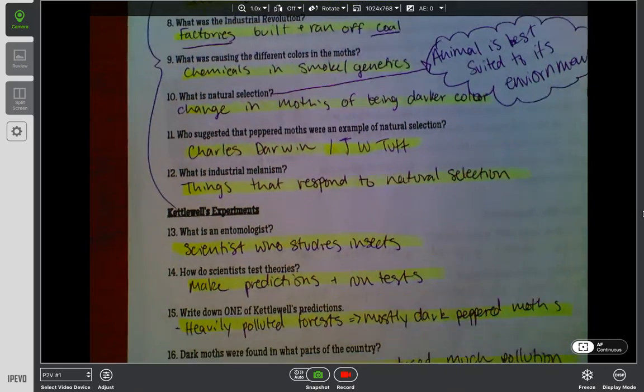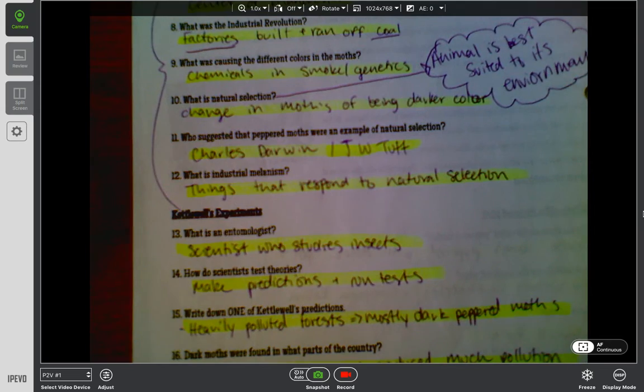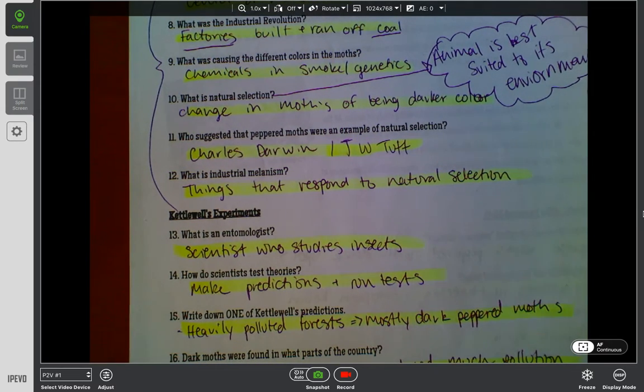So then Kettlewell's experiments. What is an entomologist? It's a scientist who studies insects. How do scientists test theories? They make predictions and then they run tests. Write down one of Kettlewell's predictions, like the heavily polluted forests are going to have mostly dark peppered moths. Also, heavily polluted forest is going to have not many light colored moths. You might have a variant of this, like the exact opposite wording, but just saying something about if it's polluted, you're going to have the darker moths.